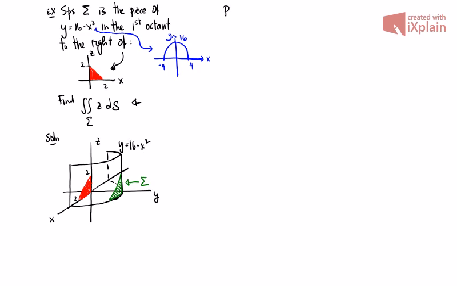So what we'll do is we'll parameterize sigma. And so what we see here is the red triangle is a really good description of x and z. Right? It gives us maybe inequalities we can come up with. And then we know what y is in terms of x. So we can use x and z. We can do xi, y is 16 minus x squared, and z is just z.